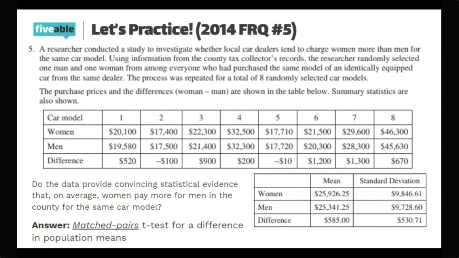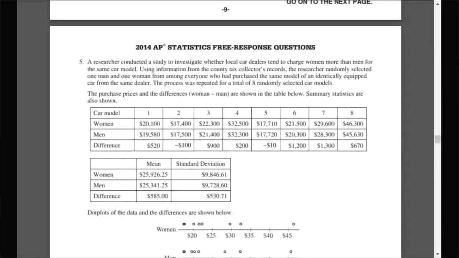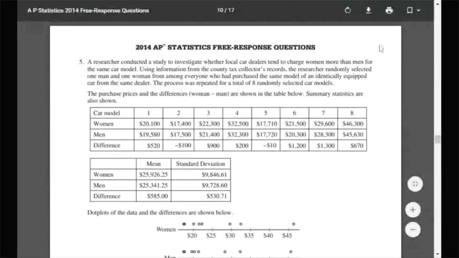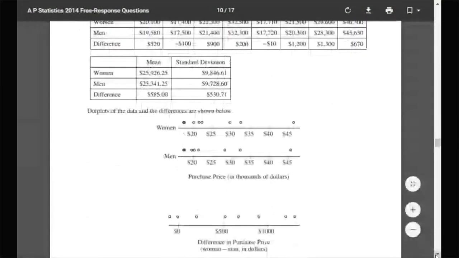Some of you might be thinking, well, wait a second, what the heck do we do? Well, I'm going to pull up the actual AP problem, and I'm going to switch which screen is which. So I'm going to close this video. Brian says draw stuff. Well, the good news was on this particular year, as you can see, they gave us dot plots of the tables and the differences.